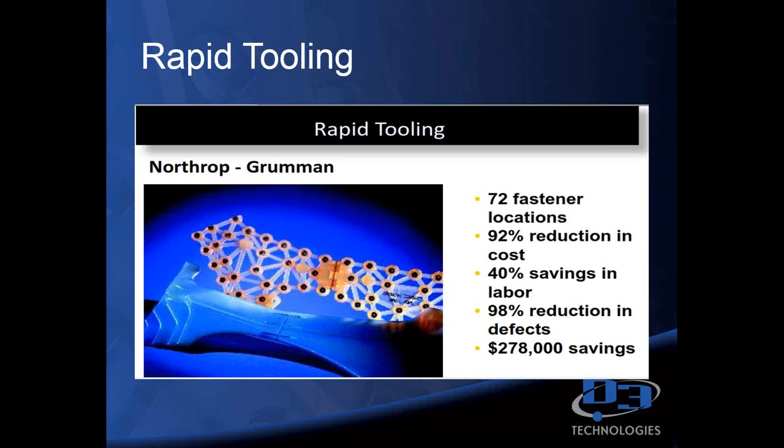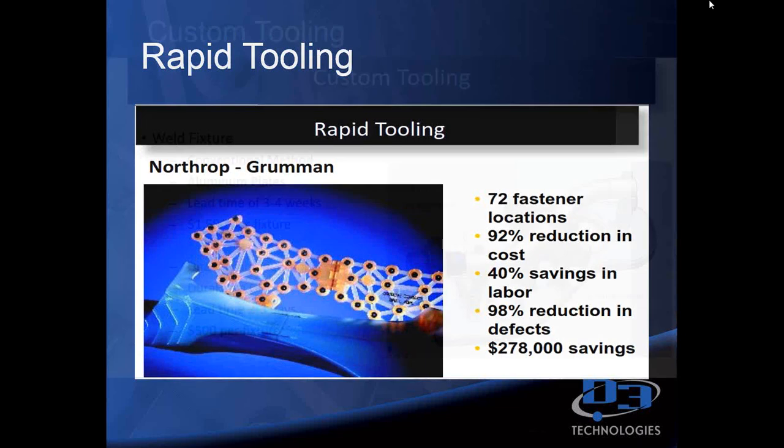So if you look at that savings right there, $278,000, I can just tell you right now that that's going to pay for a good portion of that machine, depending upon the size of the selective laser sinter machine that you get. It's a quick ROI. Some tooling. Another example of where a lot of people are using selective laser sintering today.